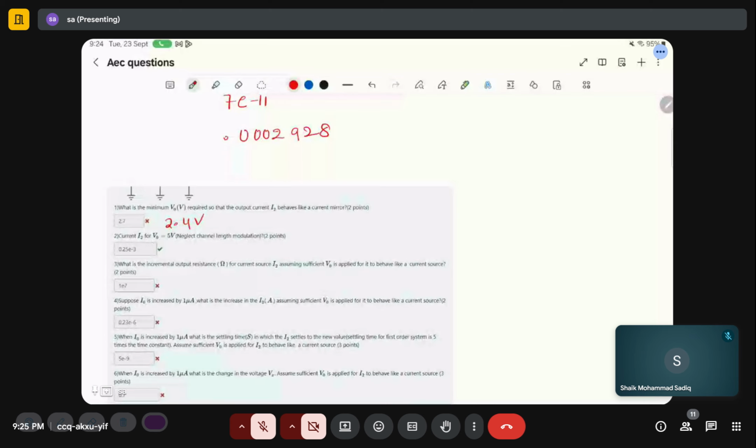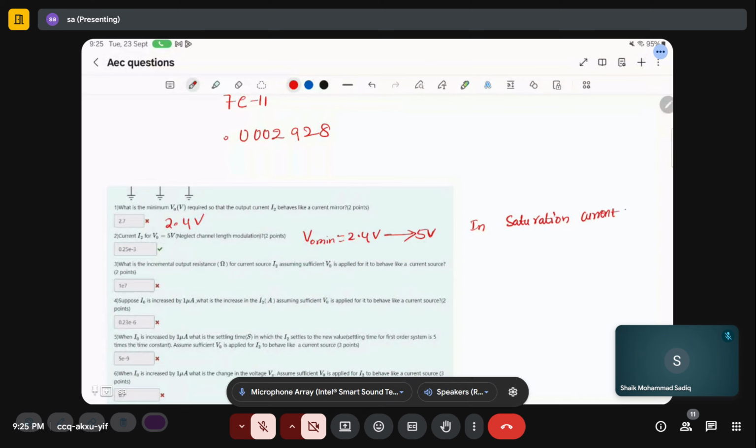Then the current I2 for V naught equal to 5 volts. The current we found out already. See, V naught min is 2.4 volts. If it goes from 2.4 to 5 volts also, the current will not change, it stays the same, because it is in saturation region. In saturation, the current does not depend on VDS.